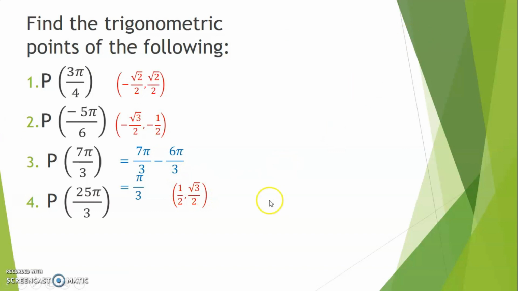Okay, next, for number 4, 25 pi over 3 is more than one rotation. So the multiple of 3 that's nearest to 25 is 24. So subtract 25 pi over 3 minus 24 pi over 3. And besides, 24 divided by 3 gives you 8 pi, so therefore it has 4 rotations. So with this, we'll end up with pi over 3. So the coordinates would be 1/2 and square root of 3 over 2.